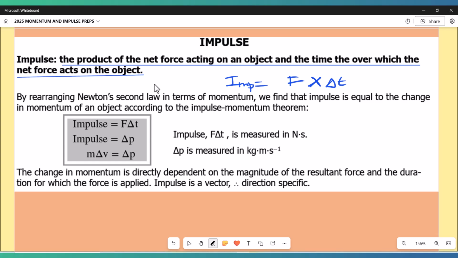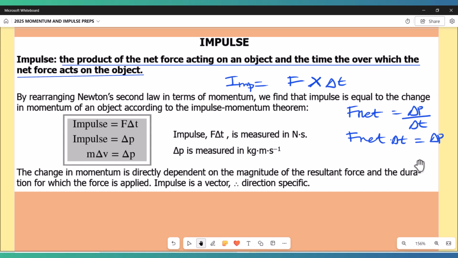So by rearranging Newton's second law in terms of momentum, we saw that F net equals change in momentum divided by change in time, right? Which means if we cross multiply, we're going to get F net times change in time equals change in momentum. So if we rearrange the equation, that is what we get here.